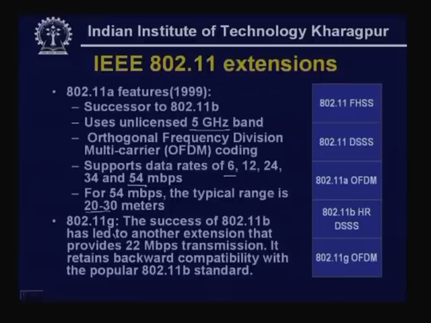Then another standard, IEEE 802.11g, is actually compatible with IEEE 802.11b. IEEE 802.11a is not compatible with IEEE 802.11b. So, the success of IEEE 802.11b has led to another extension that provides 22 megabits per second transmission. It retains the backward compatibility with the popular 802.11b standard. So, here are the various extensions shown here: 802.11, which uses frequency hopping spread spectrum and direct sequence spread spectrum; 802.11a, which uses OFDM; then IEEE 802.11b, which uses direct sequence spread spectrum; and 802.11g, which again uses the OFDM technique.